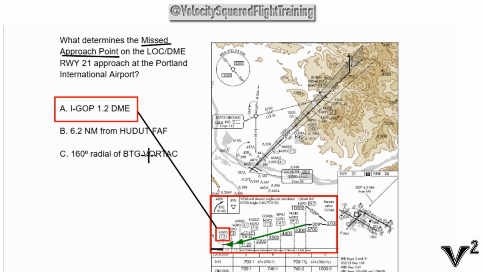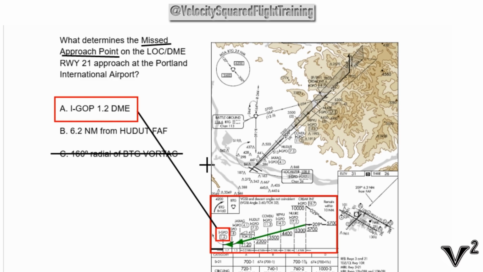Okay, so let's talk about these other ones real quick just so we know. 160-degree radial battleground VOR. Where's that? That's this leg right here, this little guy. That's not going to be it, because the only reason this is even on here is that it's part of the missed approach procedure. This whole section is missed approach procedure stuff. That's not part of the approach. It's part of the missed approach.